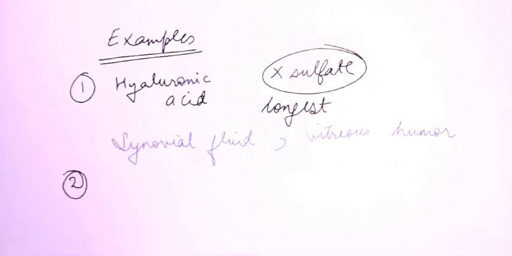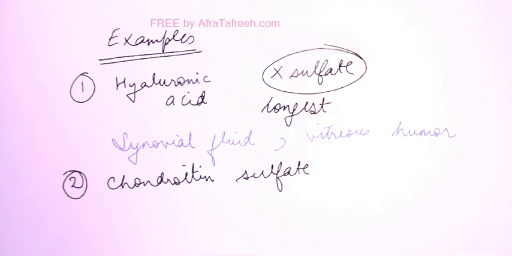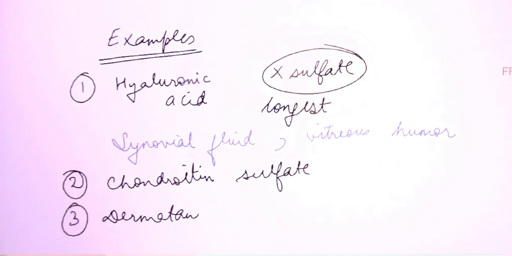The next one we are going to do is chondroitin sulfate. Chondroitin sulfate is present in cartilage. See, chondra means cartilage, so it is present in cartilage, bone, tendon, ligament, these kinds of structures, right? Third is dermatan sulfate. Dermatan sulfate, as the name says, is found in skin, also in blood vessels and valves.